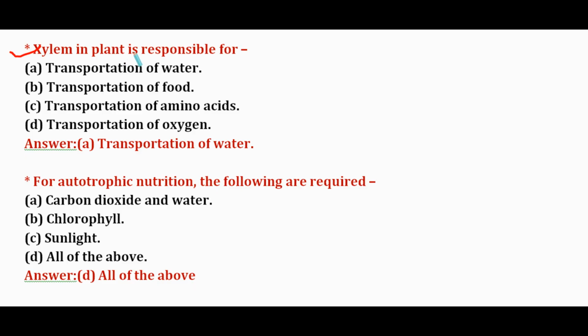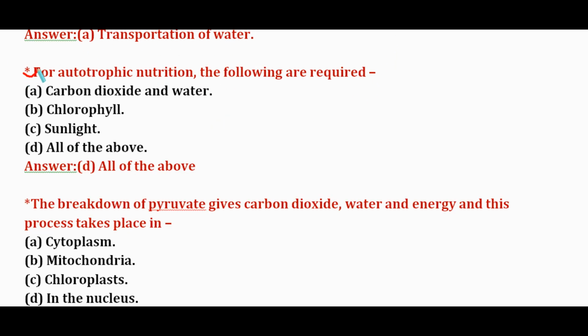Next question. Xylem in a plant is responsible for transportation of water, transportation of food, transportation of amino acids, transportation of oxygen. The correct answer is transportation of water. The question is, for autotrophic nutrition, the following are required: carbon dioxide and water, chlorophyll, sunlight, all of the above. The correct answer is all of the above.